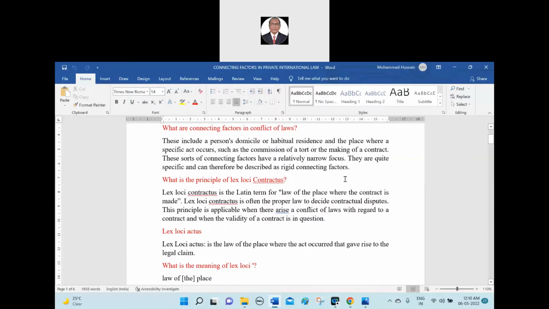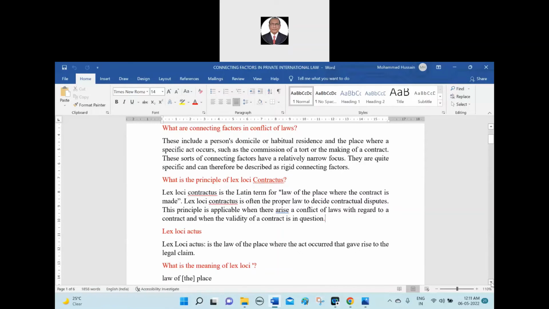What is the principle of lex loci contractus? We already dealt with it. Where the contract is made. So lex loci contractus is the Latin term for, I quote, the law of the place where the contract is made, I unquote. Lex loci contractus is often the proper law to decide contractual disputes. This principle is applicable when there is a conflict of laws with regard to a contract and when the validity of a contract is in question. At that instance, lex loci contractus could be used as a connecting factor.